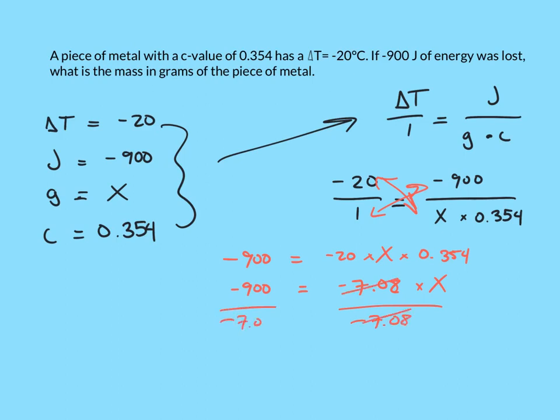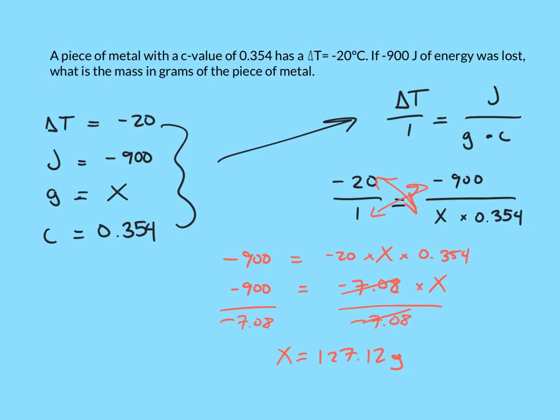Divide by negative 7.08. And when I take 900 and divide by 7.08, I get an answer of 127.12 grams. And that is the mass of this piece of metal.